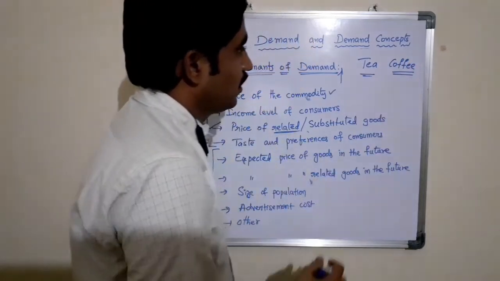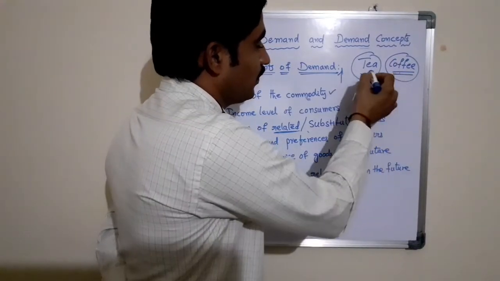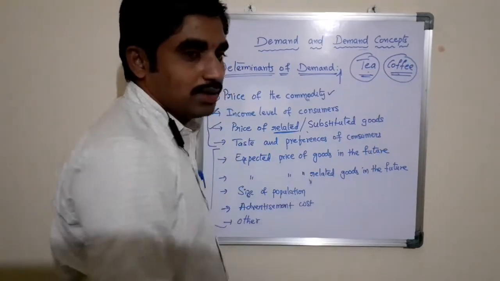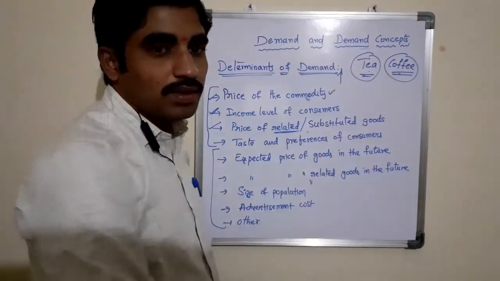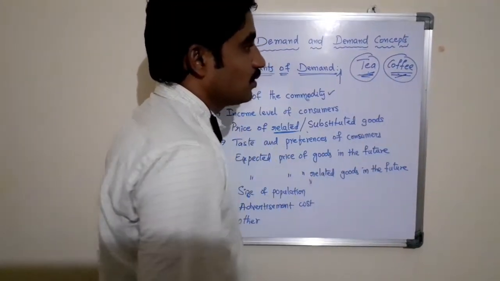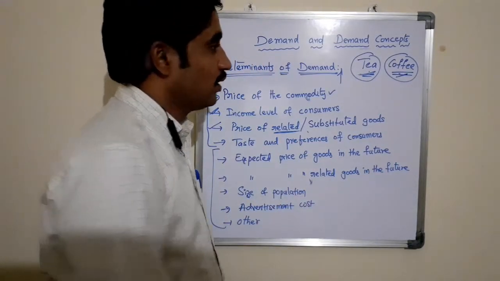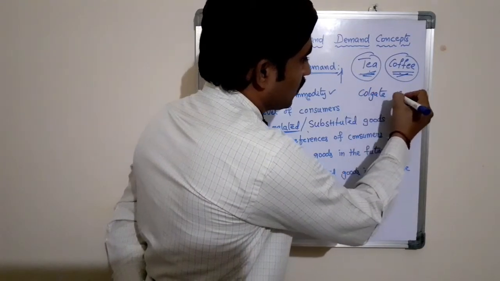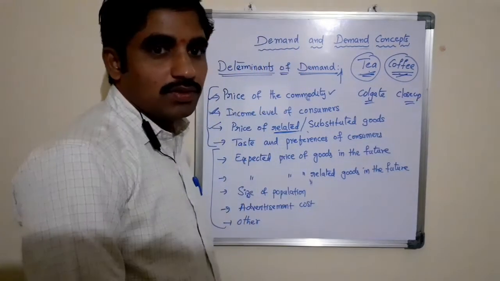So these two are substitute goods. Here instead of tea we can also take coffee. Instead of coffee we can also take tea. The goods which replace each other in use are said to be substitute goods. Instead of using this product, we may also use this in order to satisfy our desire and want. Let us take one more example. Colgate and Close-up. These two are substitute goods.